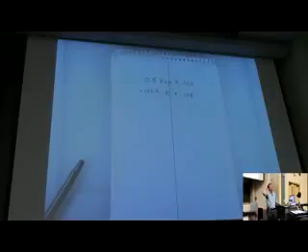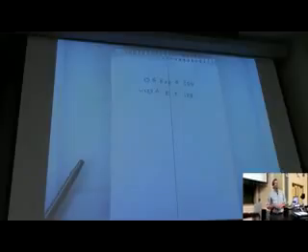Question back here? Yeah. How do you choose the bias? Why do you choose the bias to start with 2 to the k minus 1 minus 1? Okay, the question is why do you choose the bias to be 2 to the k minus 1 minus 1?